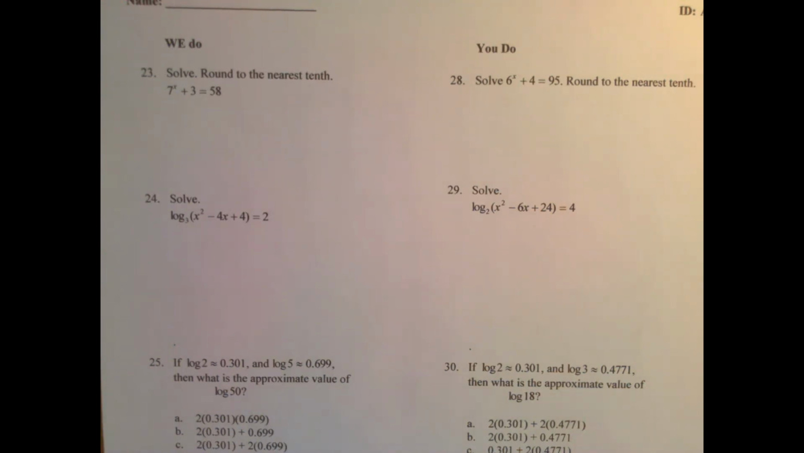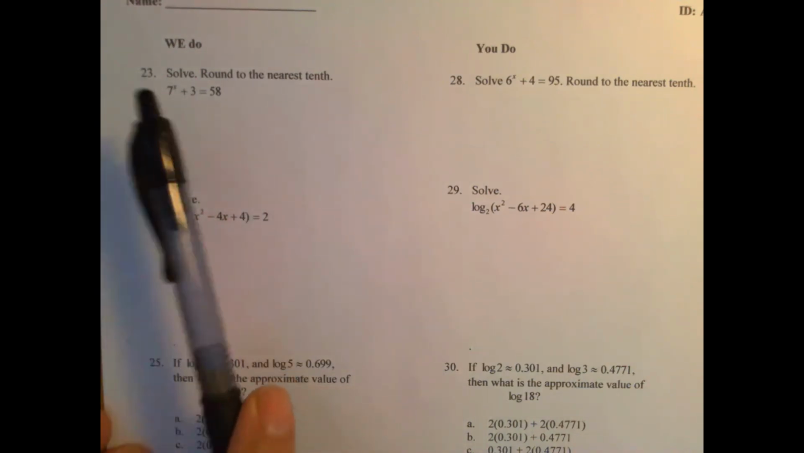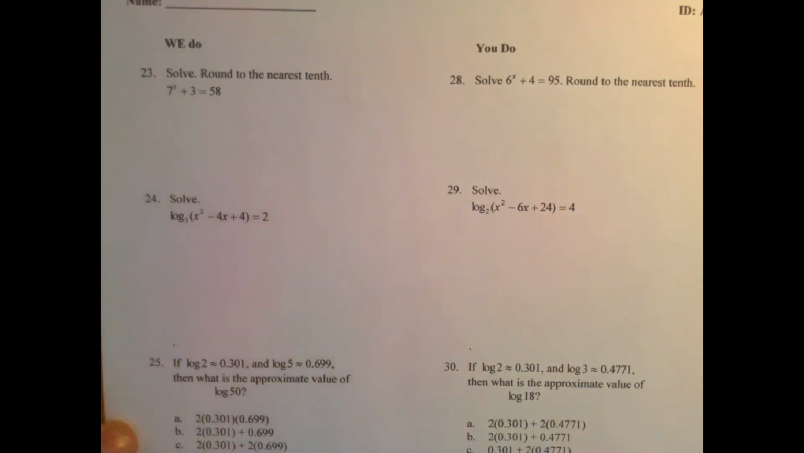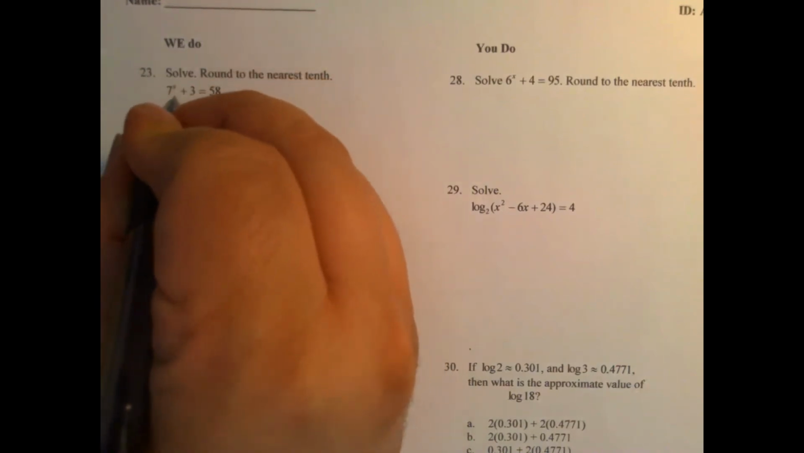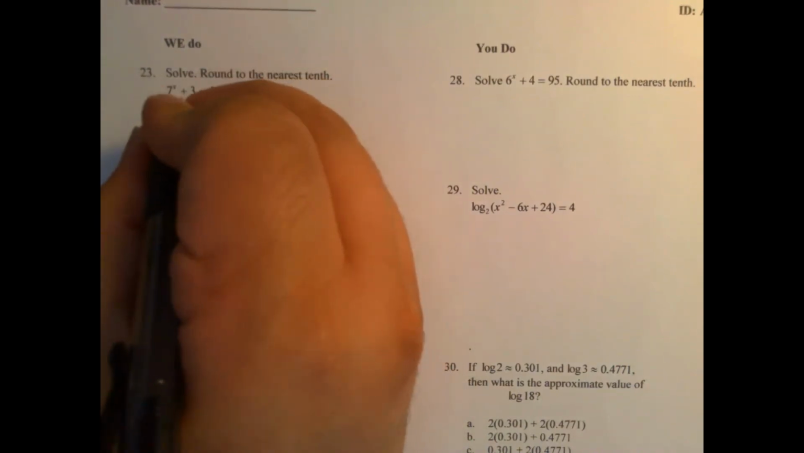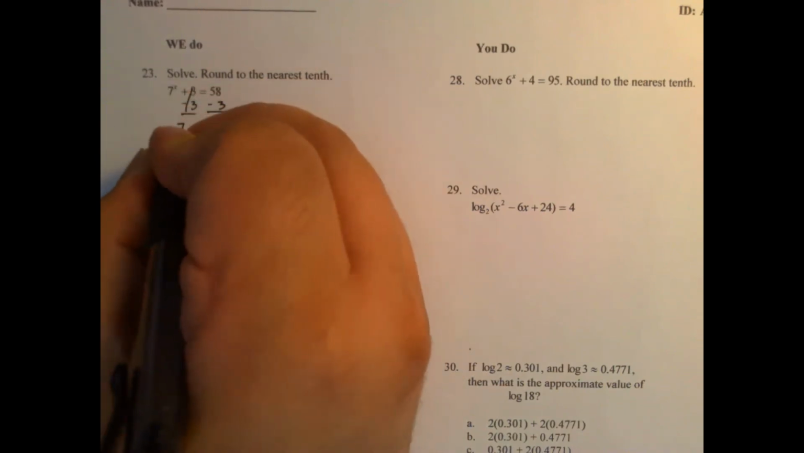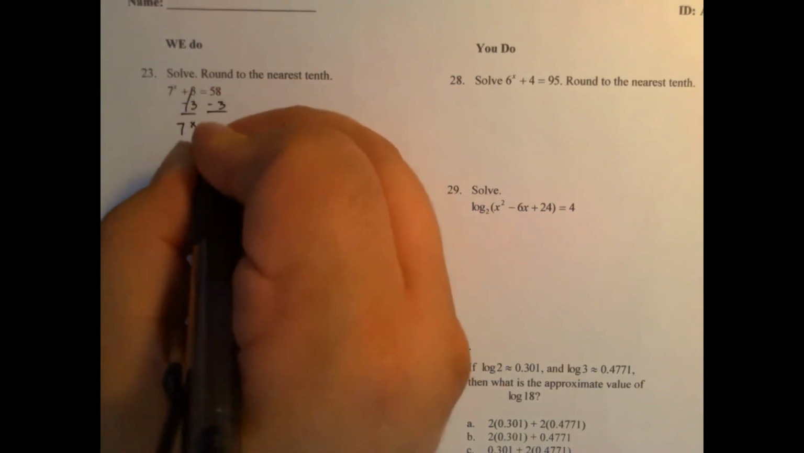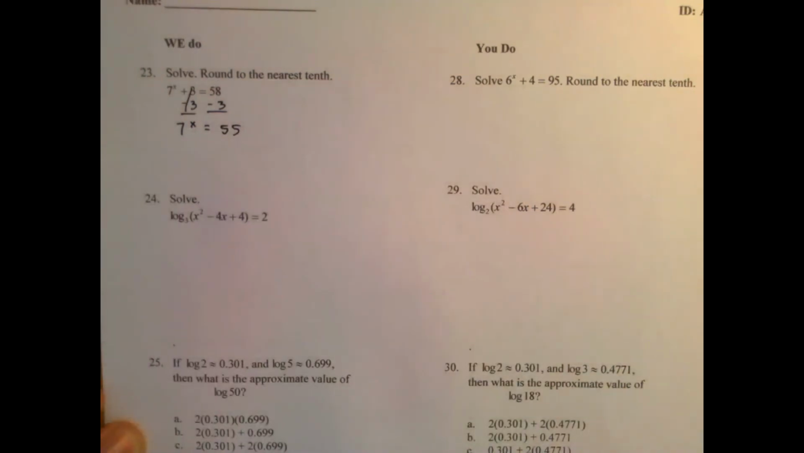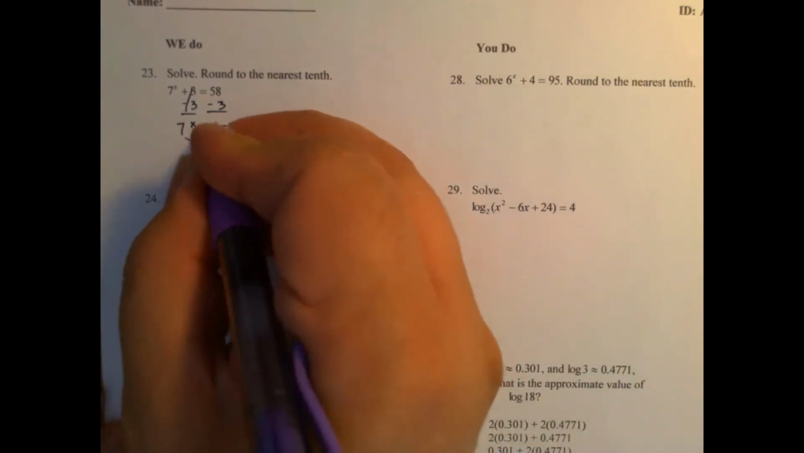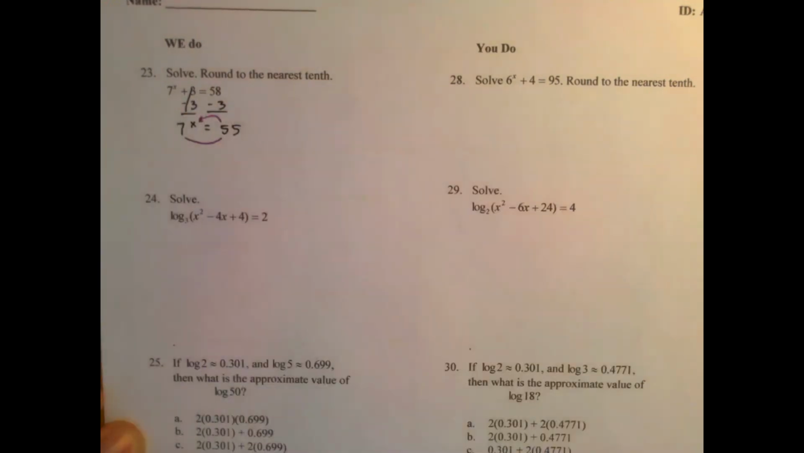So now this one says solve, round to the nearest tenth. It is an exponential. So because it's an exponential, there's no need to double check the answer. But remember, I can't go log with it or anything yet until I subtract the 3 from both sides. 7 to the power of x is equal to 55. And now I can go log with it. So here comes that circle method. Remember, logs are the only way for me to bring down a power.